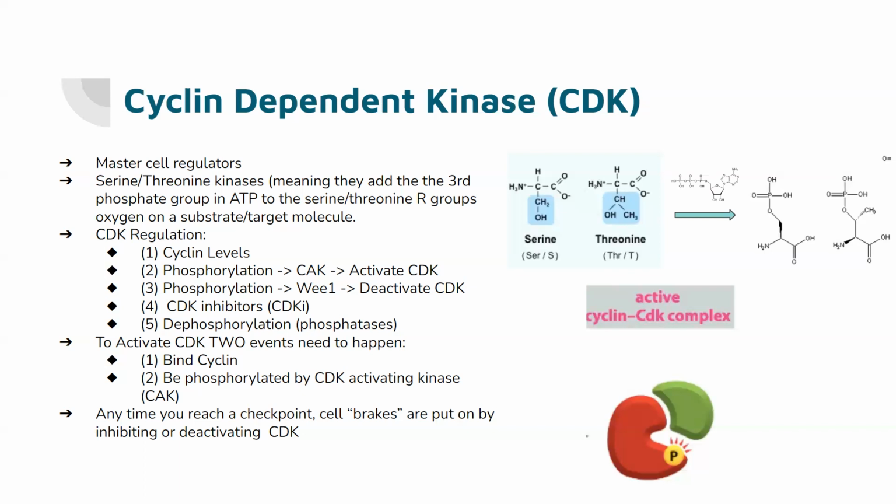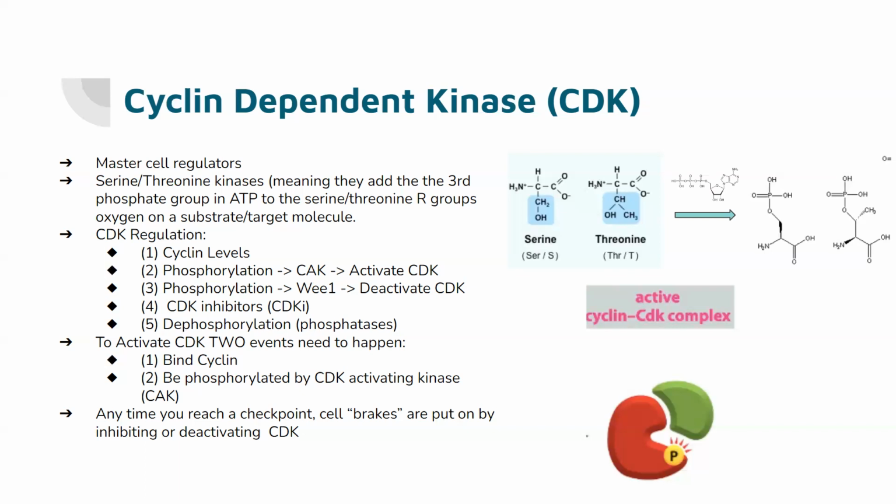Let me go back. So there are five different things that control CDK. First one is the cyclin levels. Like the name says, you are dependent on cyclin levels in order for the kinase to function. Then the phosphorylation of CDK through CAC activates it. And then the process of phosphorylating V1 comes in and deactivates CDK.